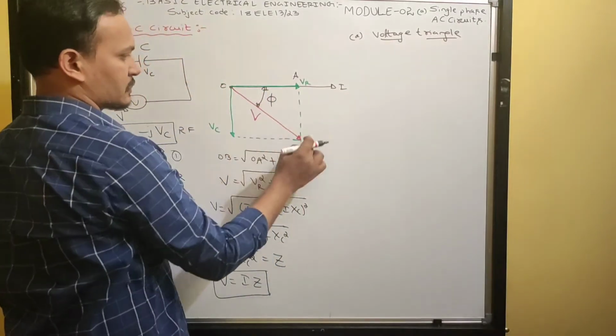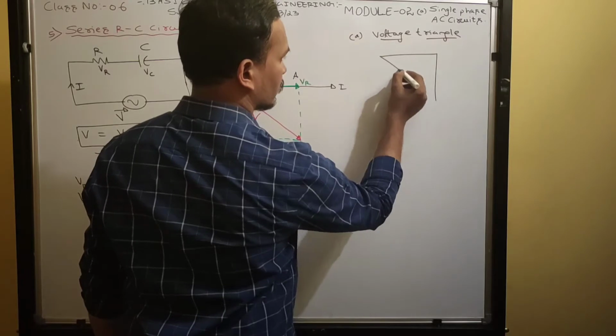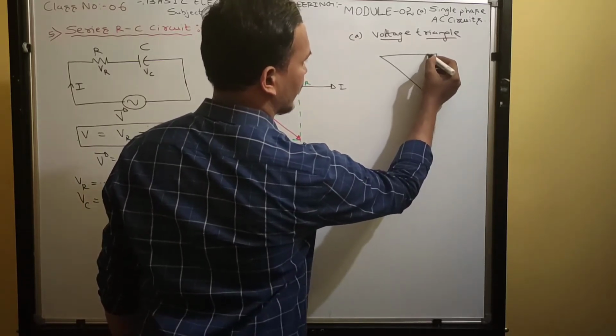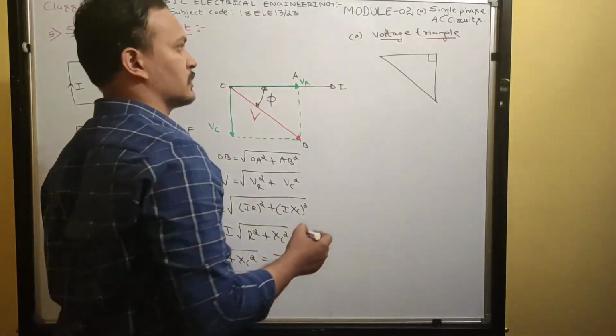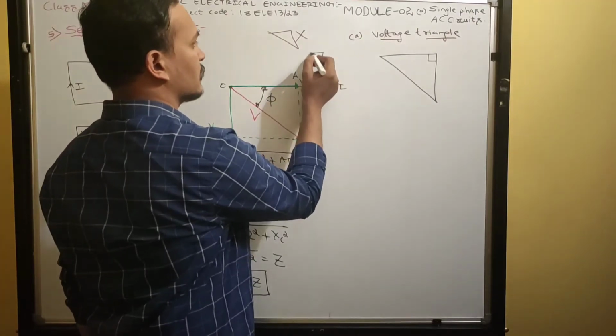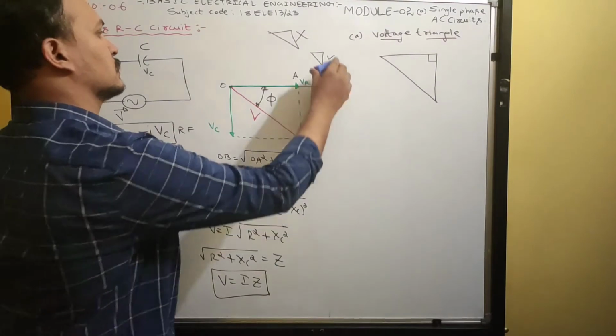So now rewrite this triangle separately. You should write a triangle in such a way that you write a right angle triangle. The angle between real and imaginary part should be 90 degree. Like that you write. So don't write like this, it is wrong. You should write like this. Okay, 90 degree. So that is correct.